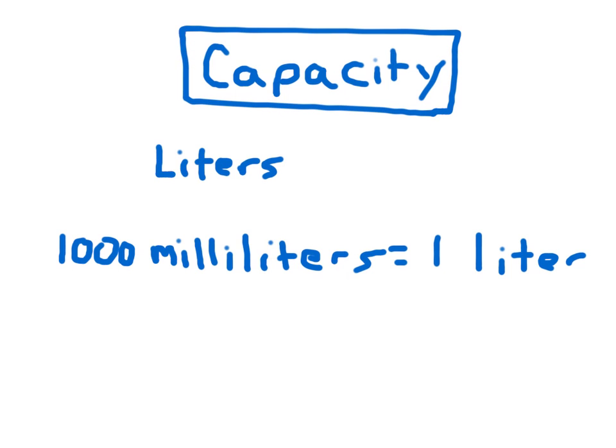And that's capacity. Liters and milliliters are metric units used to measure capacity. 1,000 milliliters equals 1 liter. One thing to note here is for milliliters, we'll be able to abbreviate milliliters as mL, with a capital L, and then liters as a capital L. Milliliters, liters.